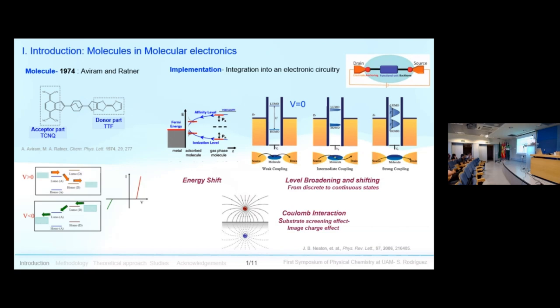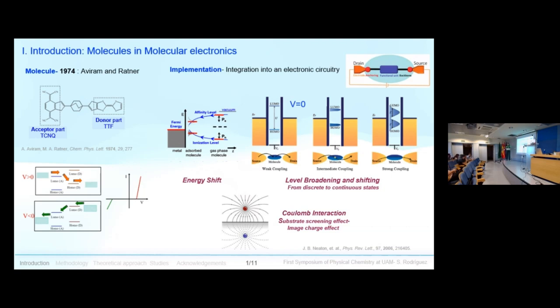Among the changes that we have to consider, the first one is that when we bring a molecule close to, for example, a metallic substrate, the molecular levels are shifted and we modify the relative alignment of these molecular levels with respect to the Fermi level of the metal. So we are modifying the injection barrier of holes and electrons in the device.